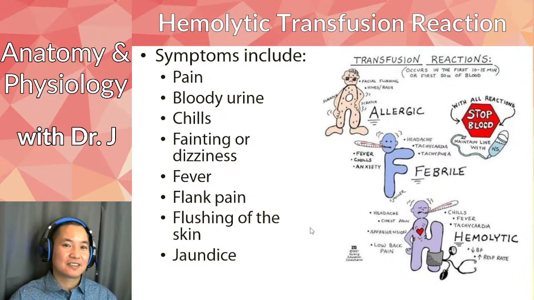Remember that jaundice is caused by the breakdown of heme pigments into biliverdin, then bilirubin, and this bilirubin accumulates in your body and goes to places that it doesn't normally go. So this is why it's important to match blood types.